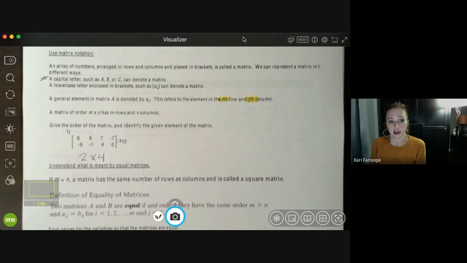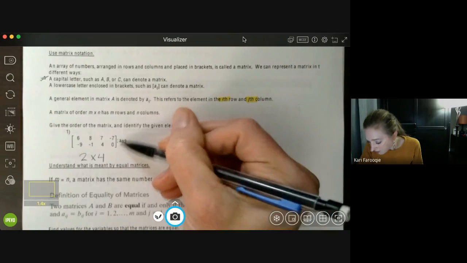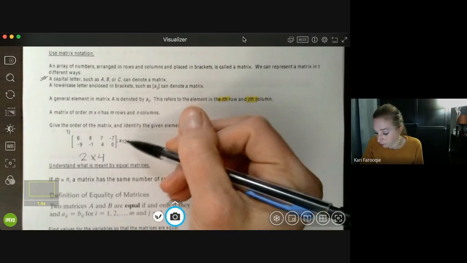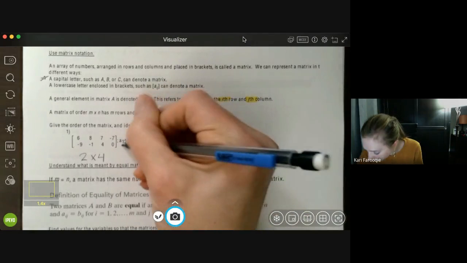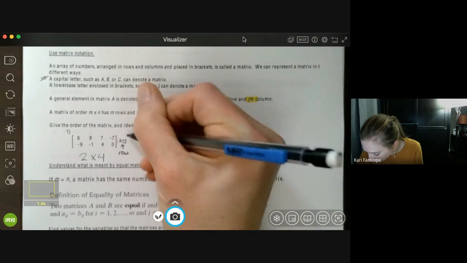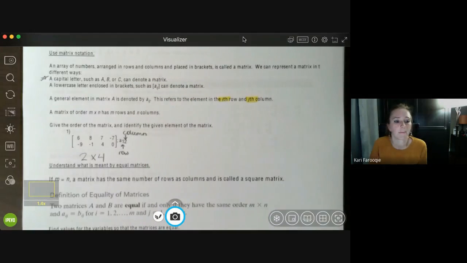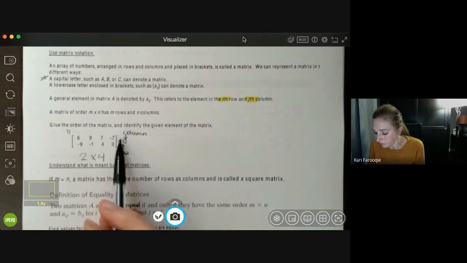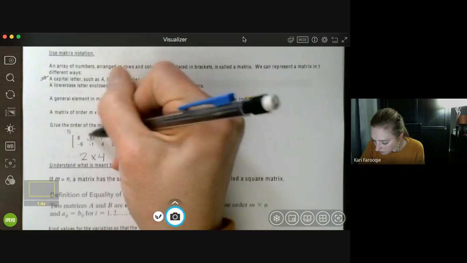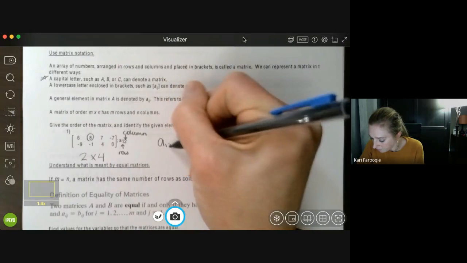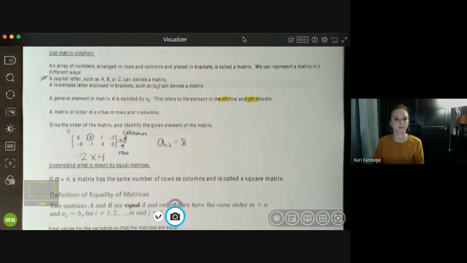And then you're being asked for the element A sub 1, 2. I know this looks like A sub 12. You're looking at the ith row, which is the first row, and the 2nd column. So the 1 represents the row, the 2 represents the column. So when you're looking at the first row, 2nd column, you come up with this element of 8. Does anyone have a question about number 1?